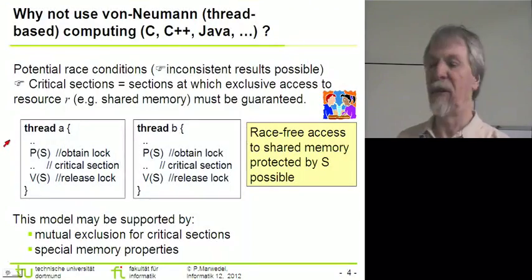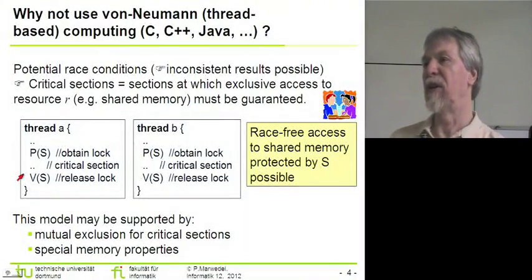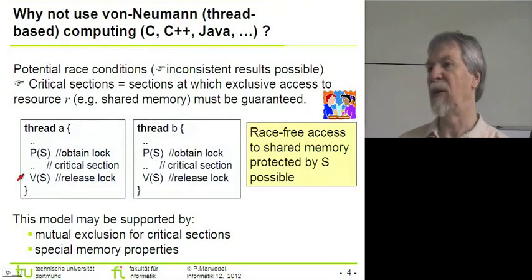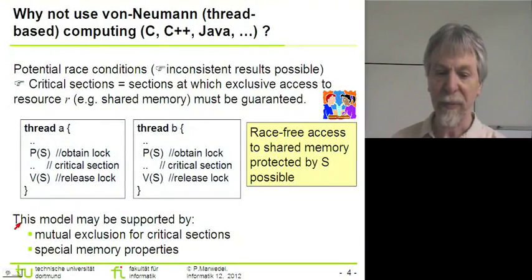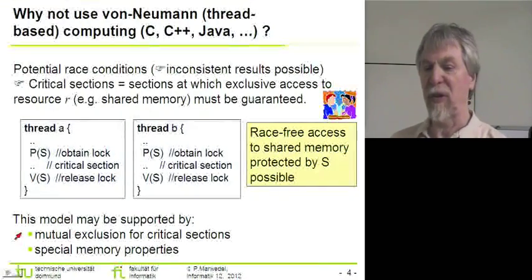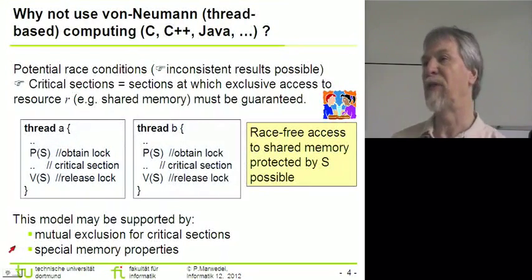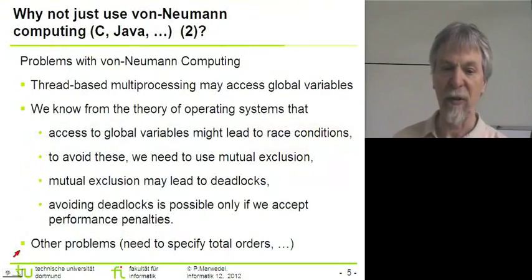And you may remember the fact that I introduced these P of S and V of S operations that denote the start of some critical section and the end of some critical section. In that way, we might make sure that we have some guaranteed mutually exclusive access to such a shared resource. So if we do use thread-based computing, we might need mutual exclusion to avoid some inconsistent results. And as we will see later on, we might also need some special memory properties in order to achieve some meaningful cooperation between threads in such a model.